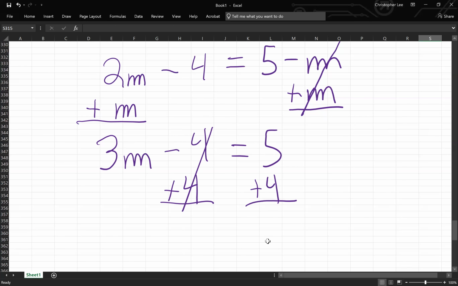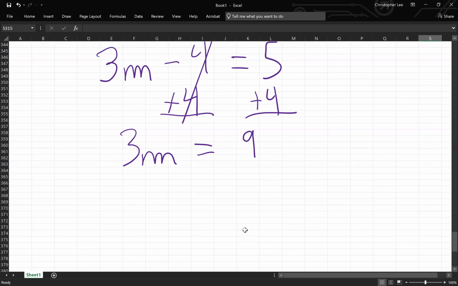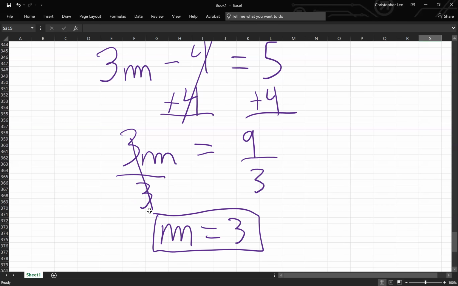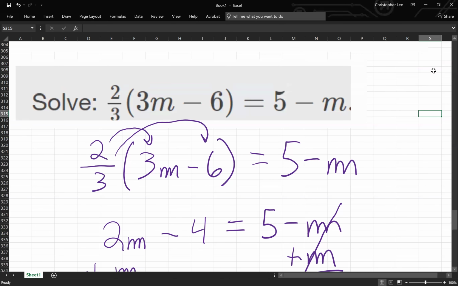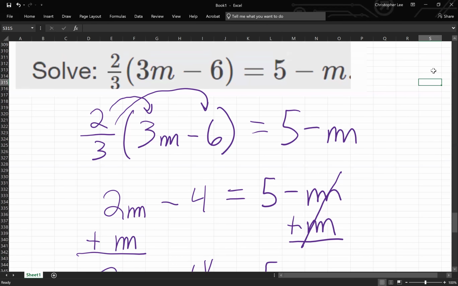All right? So now I got 3m is equal to, this is the hard part. What's 5 plus 4? 9. Very good, right? Then after that, what we going to do? Very good, right? We're going to divide by 3. But what we do to one side, we got to do to the other. So m is equal to what? Very good, right? And then optional, if you want to, you can check it. All right?